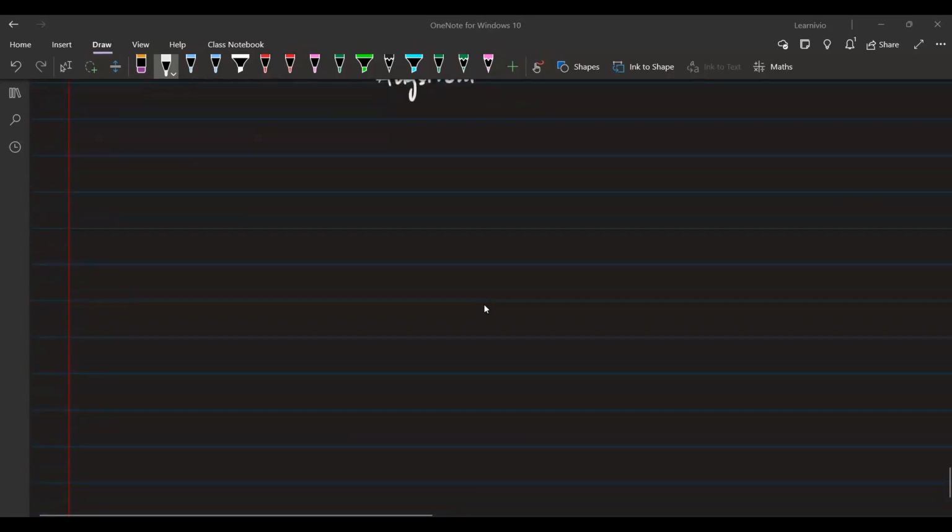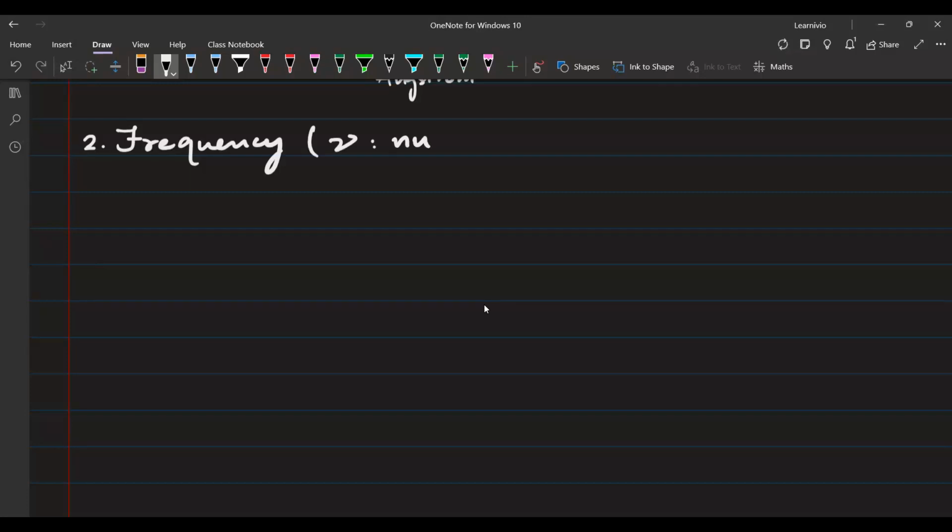Next important part is frequency. We can see it is represented by this letter which looks like V, but we call it mu. NU, mu. It looks like a very stylish type of V, but we call it mu.